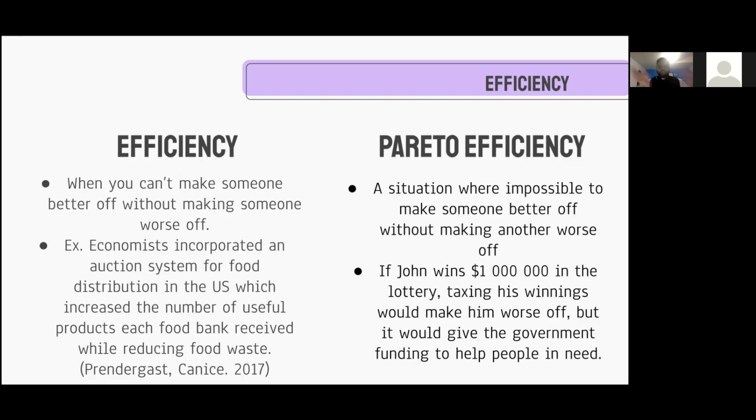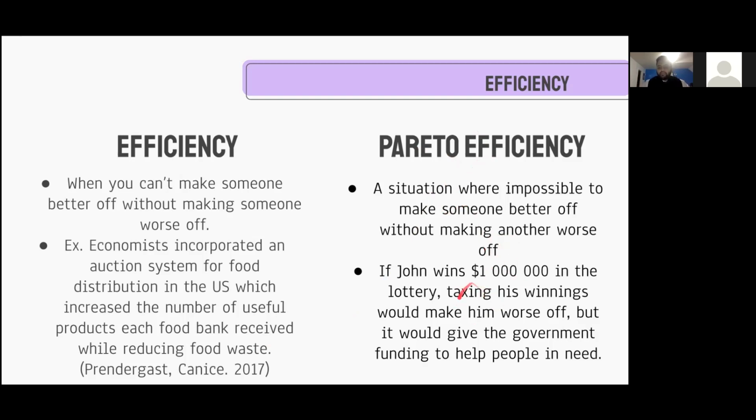So you're not necessarily taking food that is from someone else and redistributing it, but instead you're still distributing out of that basket in that specific example. Pareto efficiency is a situation in which it is impossible to make someone better off without making another person worse off.